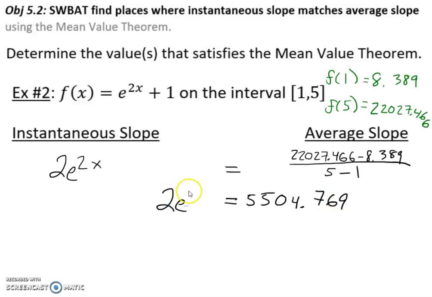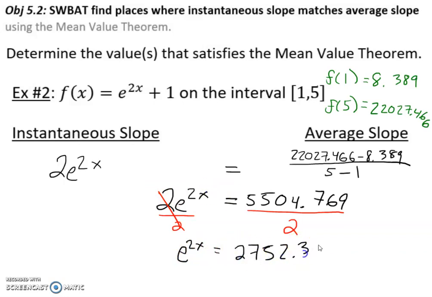And on the left side, that's still 2e to the 2x. At this point, everything's going to be solving. So we're going to divide both sides by 2 to cancel out that 2. I'm showing all the work here, but you can probably see where this is going. Which gives us e to the 2x is equal to 2,752.385.